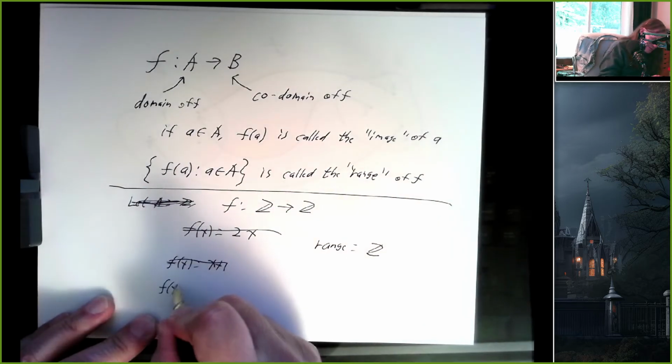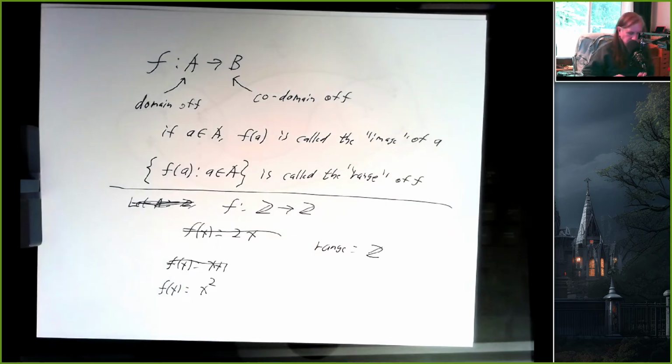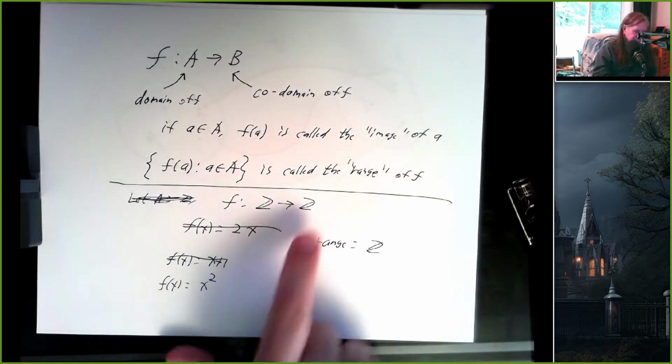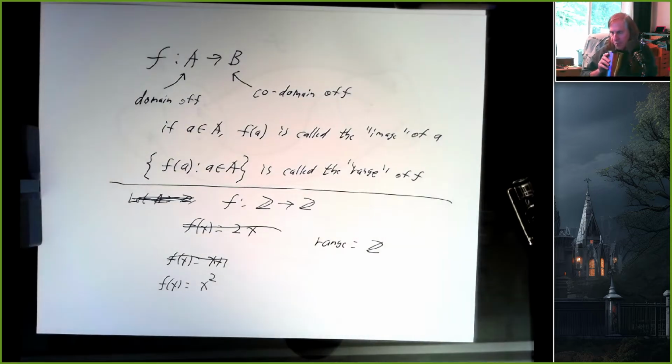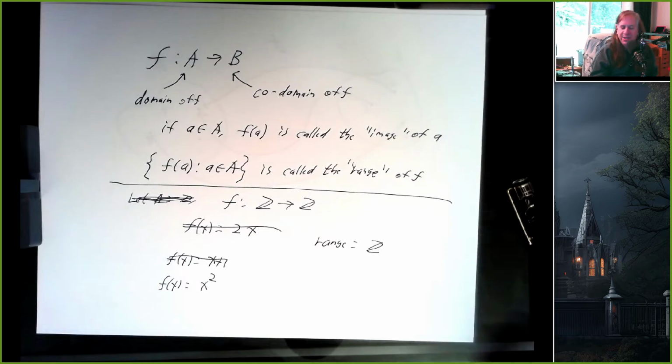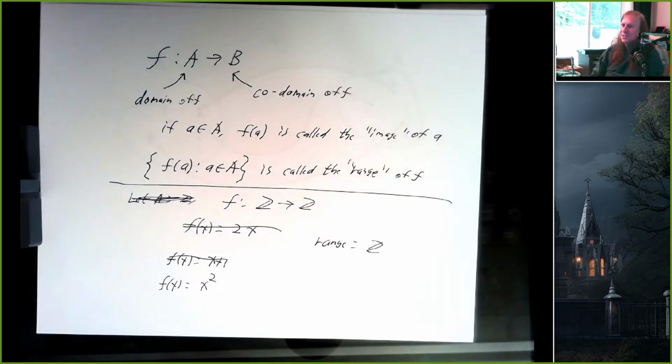Alright, what about f of x equals x squared? Same domain and codomain of Z, but in this case the range is more restricted, right? So what's the range look like? Yeah, the square numbers, so 0, 1, 4, 9, 16, and so on. And yeah, in particular, none of those are negative. Alright, cool.